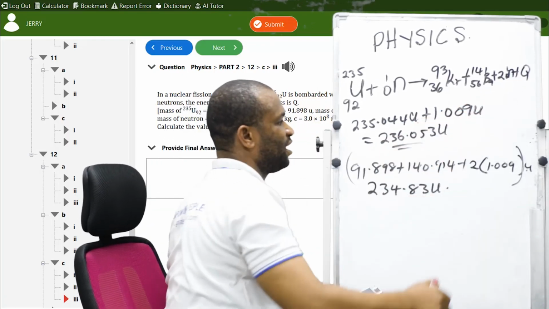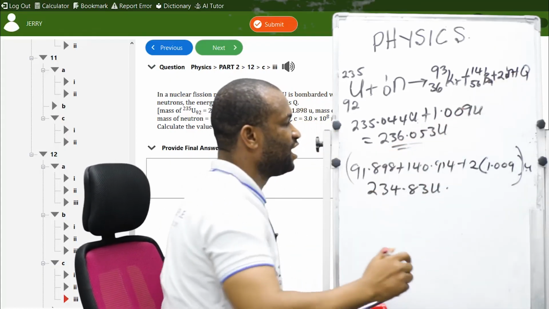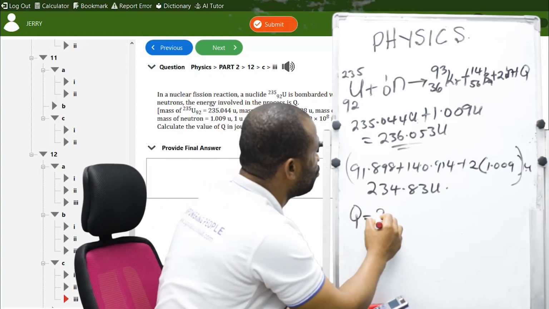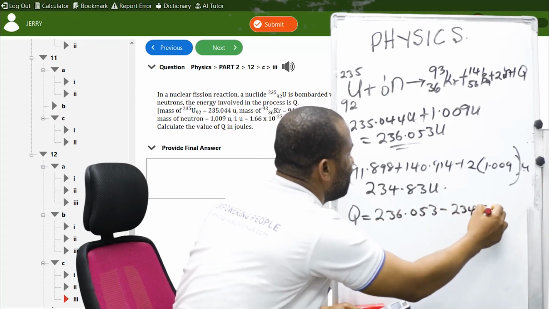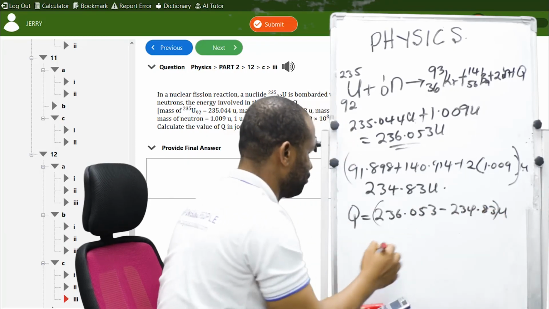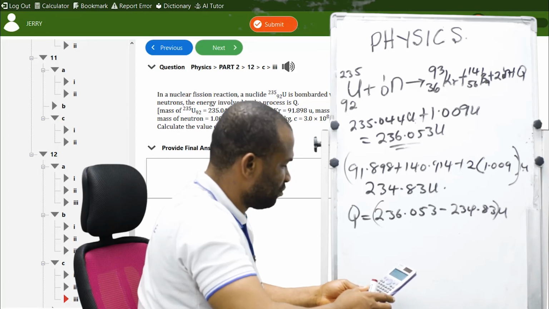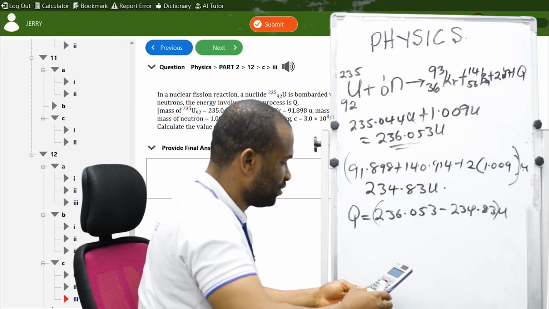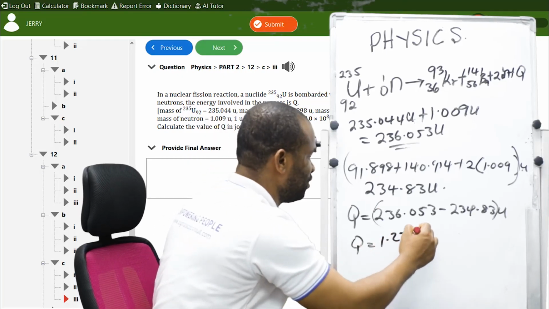Now look at this, there is another mass there. The two of them subtracted from each other will give me the mass defect. So Q is going to be equal to 236.053 minus 234.83, all in U. So Q is going to be equal to 1.223 U.